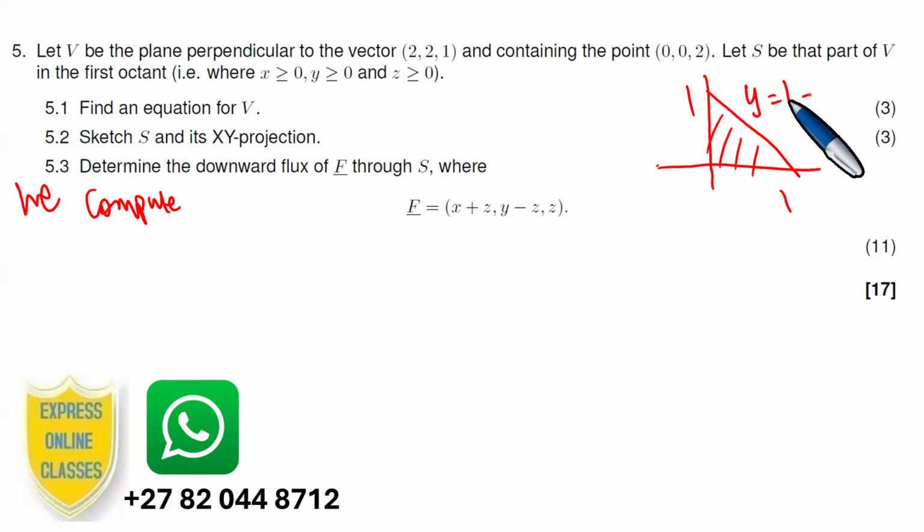One minus x is the equation of this line. And so now, if we want to compute, so we compute the downward flux.